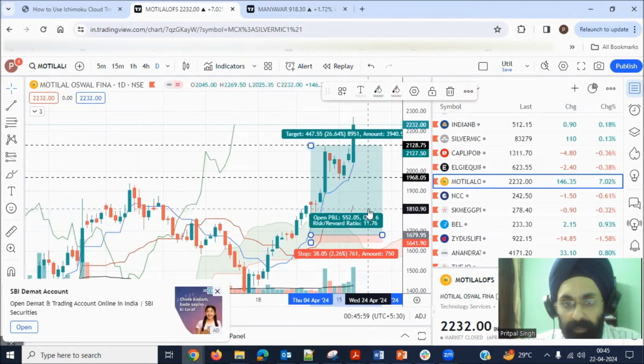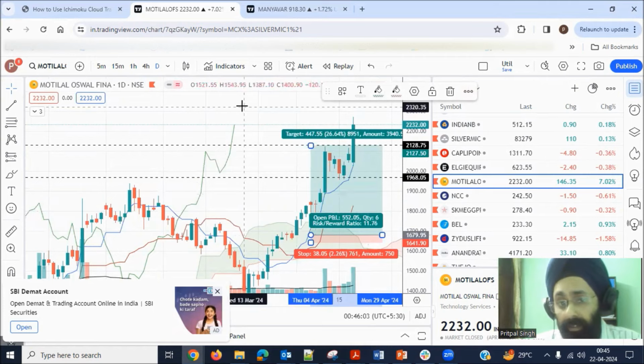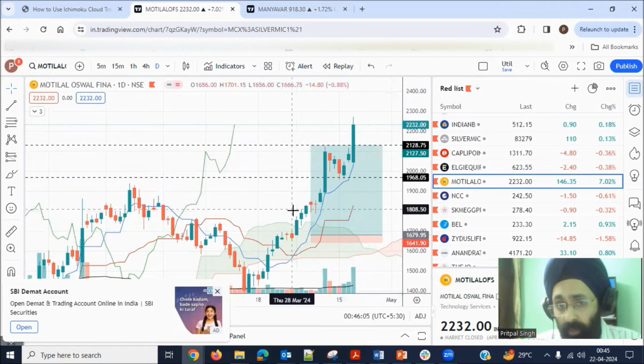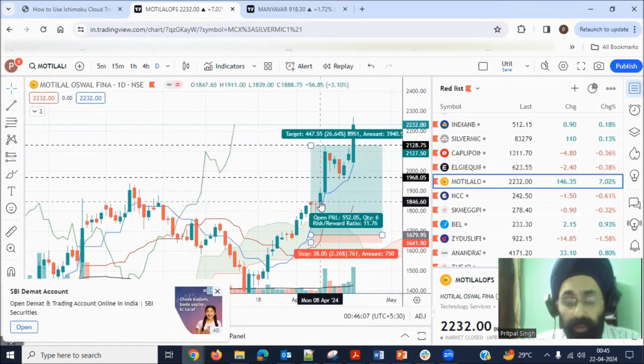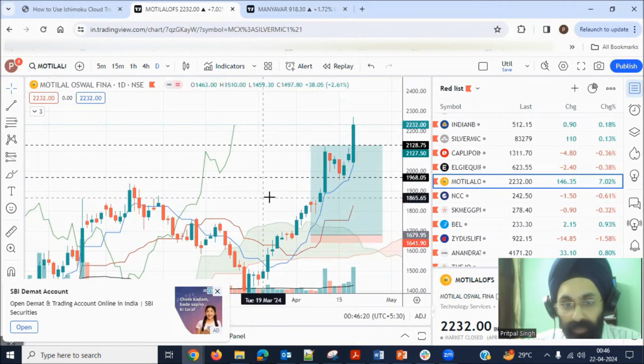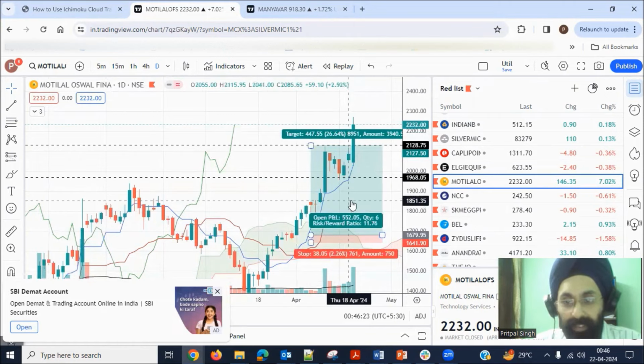But the risk reward here will be 11.76. Under the cloud breakout, it was 5.5, but now it has increased to 11.76, which is huge. Target of 26.64% and stop loss of just 2.25%. Now, these are the kind of solid signals which we get from Ichimoku Cloud trading strategies.